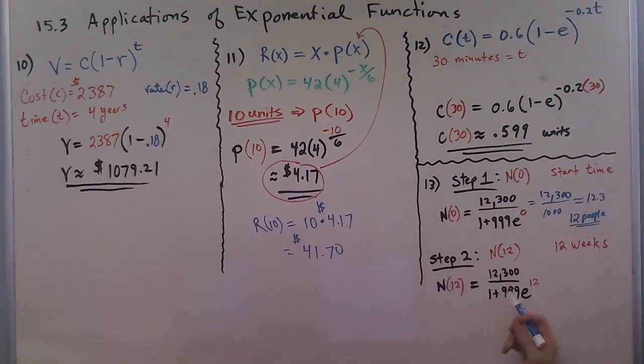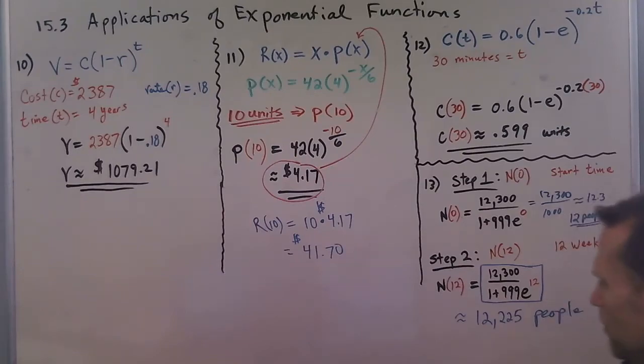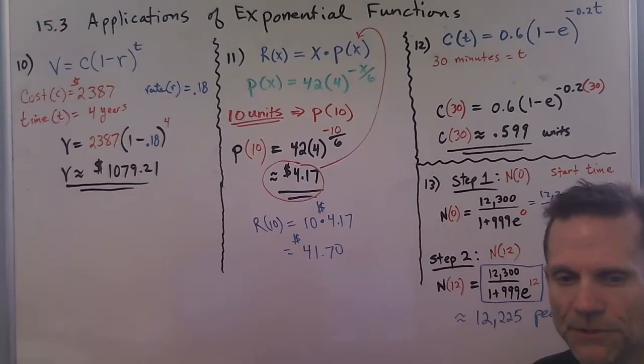Then when we put in after 12 weeks, and we just put this in our function, you should be able to put this into your calculator just like this, using your fraction key on your TI-84. And when you calculate that, you get approximately 12,225 people. So if this model holds true, almost everybody in the town becomes ill with this flu virus or whatever virus it happens to be.